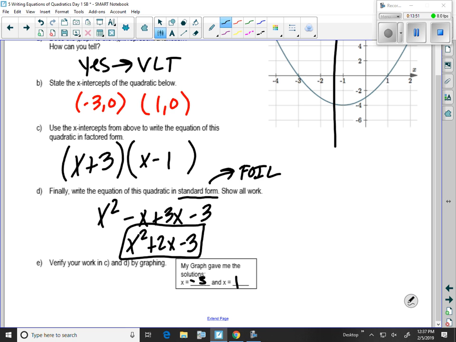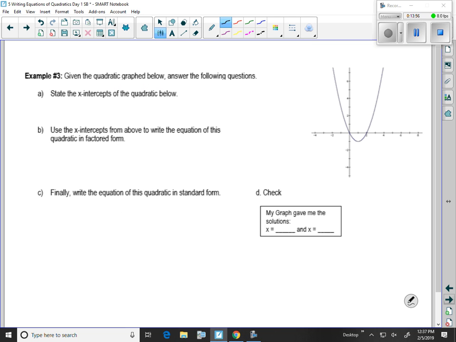Okay, now example 3, very similar to this, but something happens in example 3 that's a little different. Tell me, what are our x-intercepts here? 0 and 2. So we write it as 0, 0, and 2, 0. It says in part B, use those x-intercepts to write the equation in factored form. What does that mean? Parentheses.